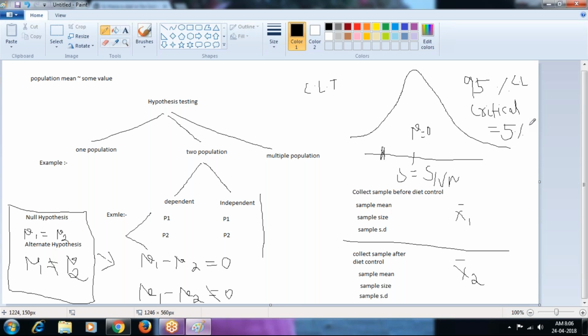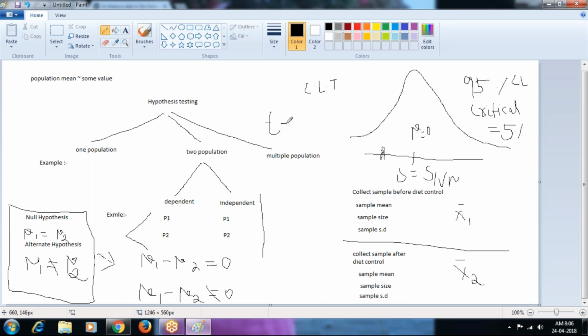So what we need to do is see whether I can stay with my null hypothesis. The null hypothesis is mu1 equal to mu2, or mu1 minus mu2 equal to 0, or I can reject my null hypothesis in favor of the alternate hypothesis when mu1 minus mu2 is not equal to 0. So what I need to do is get the t value.